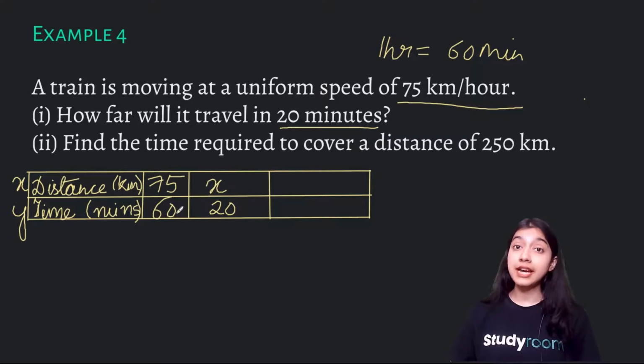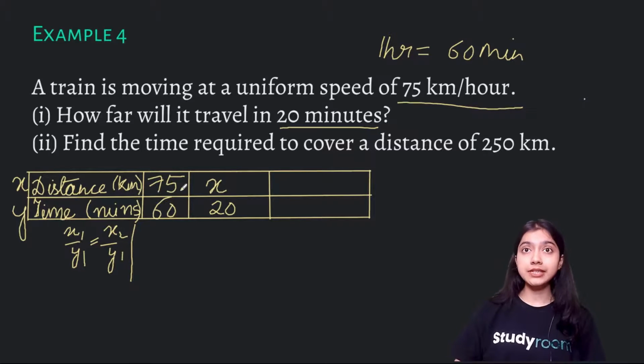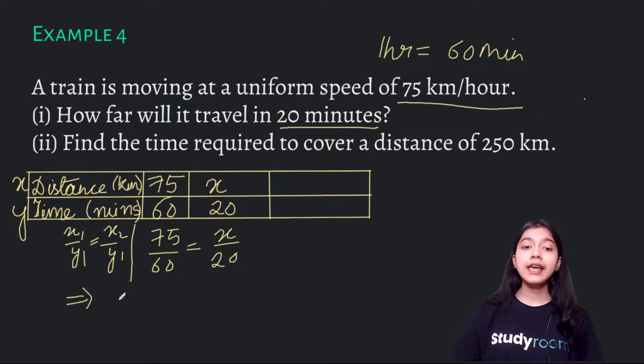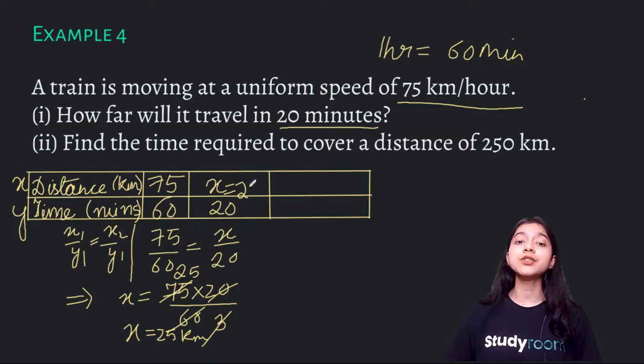Now just because these quantities are in direct proportion, we will have x1 by y1 equal to x2 by y2. Because we know that in case of direct proportion, the ratio of the two variables given to us is a constant. So over here, the value of x1 is 75, y1 is 60. So we have 75 by 60 equal to x by 20. So from here we can calculate the value of x as x is equal to 75 multiplied with 20 divided by 60. So 20 gets cancelled out with 60, leaving behind 3, and this 3 will get cancelled with 75 and we will be left with 25 times 1. So the value of x is 25 kilometers. So from here we can say that 25 kilometers is the distance that is travelled in 20 minutes.